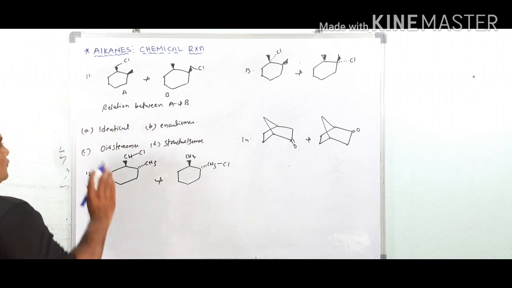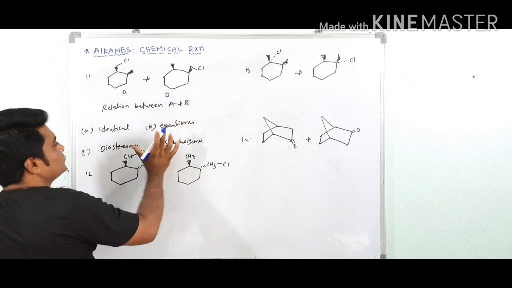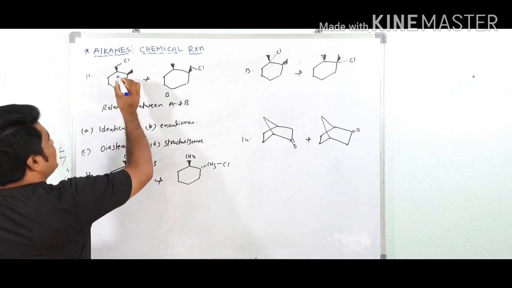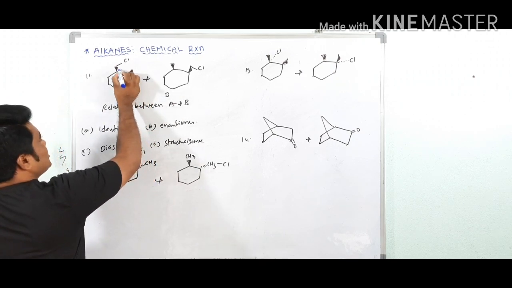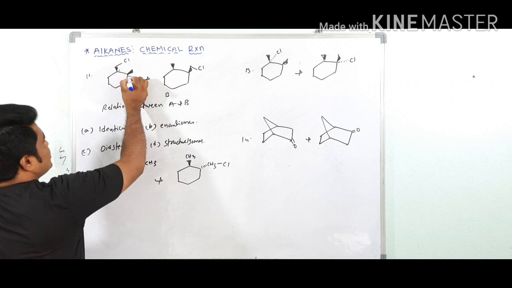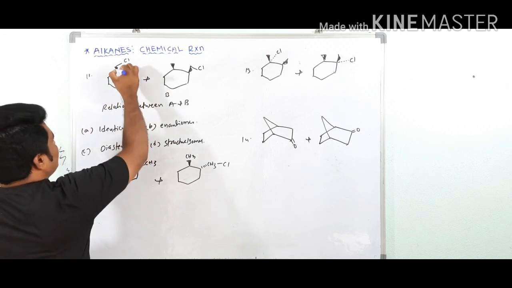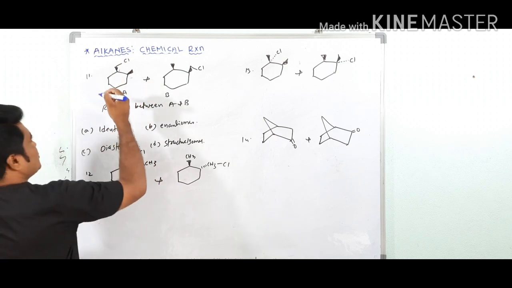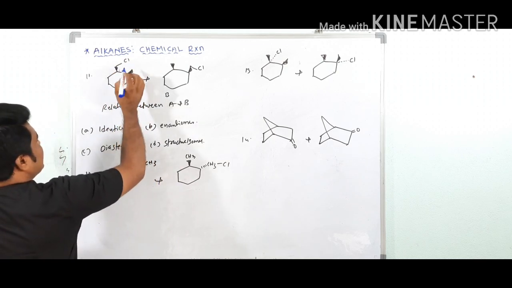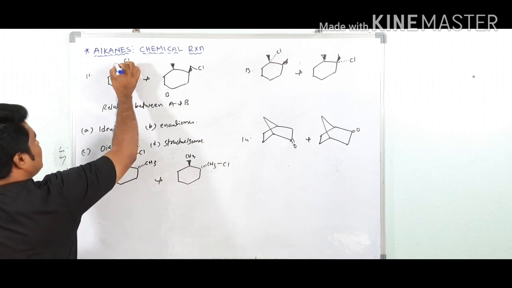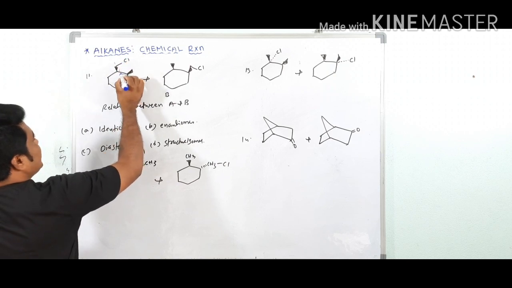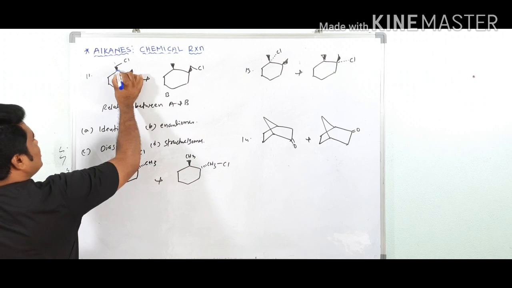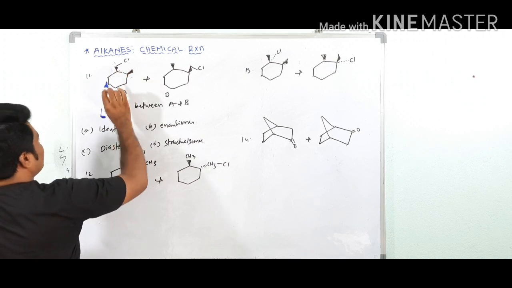See, before finding the relation between these two, first give the numbering. According to IUPAC nomenclature here, this is 1 and this is 2. 3, 4, 5 like that. Okay. Now here see, find the RS configuration. Higher priority goes here 1, second here 2 and this is 3. So 1, 2, 3.